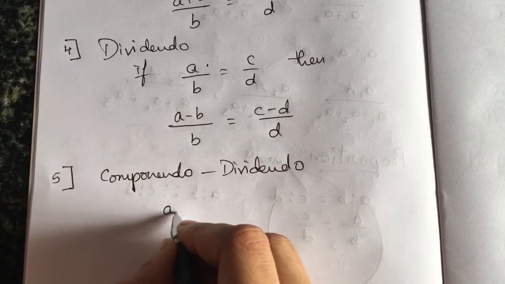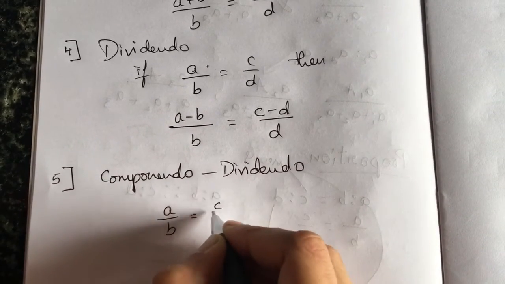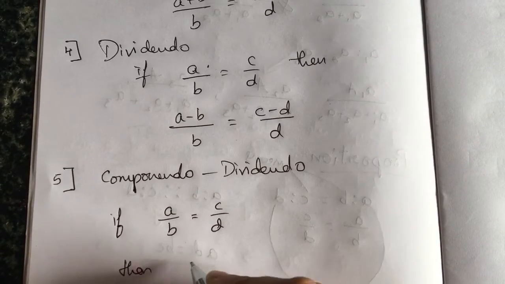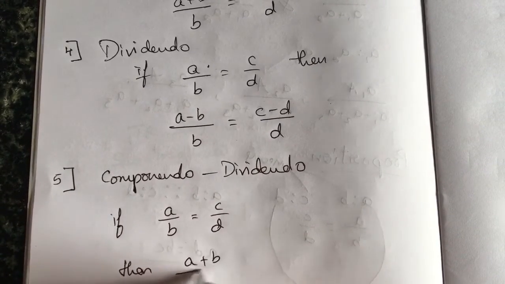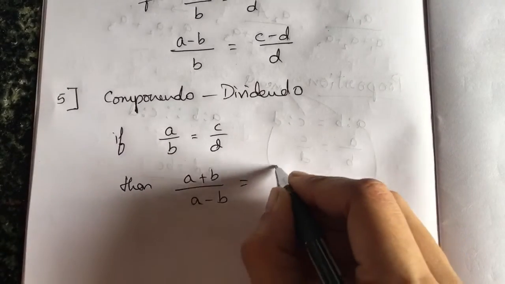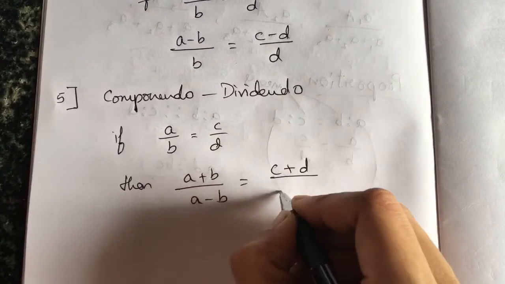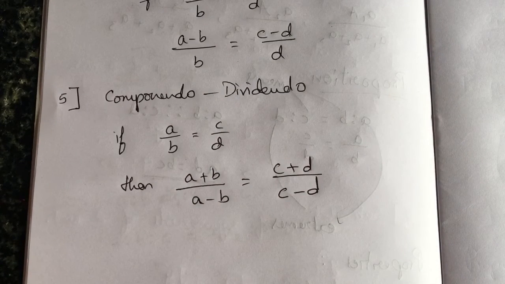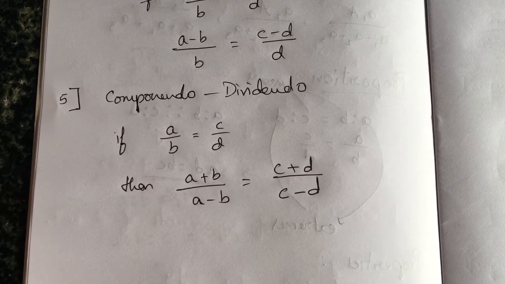That's, if A by B is equal to C by D, then A plus B divided by A minus B is equal to C plus D divided by C minus D. Okay, these are the things to be remembered while solving ratio and proportion.